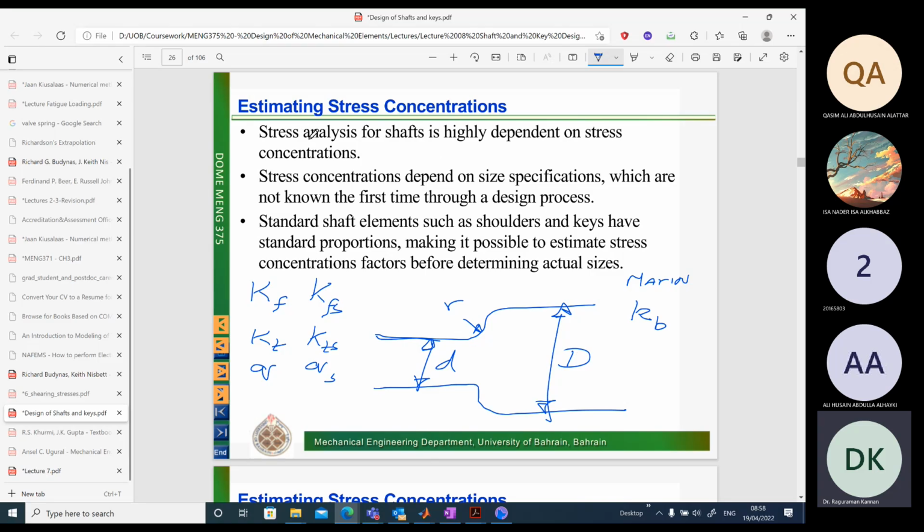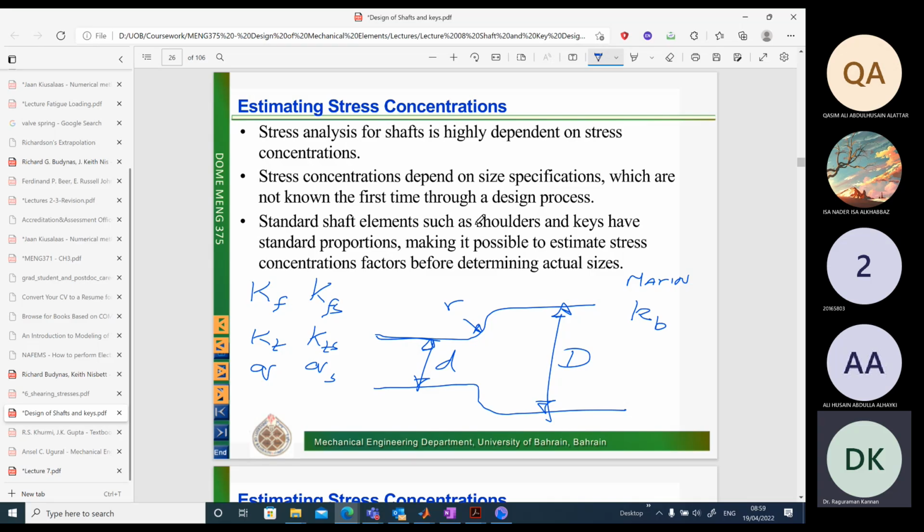So let's see here. Stress analysis for shafts is highly dependent upon stress concentrations, which means our design must take into account any fillet radius change in geometry, and it must also take into account the stress concentration factors. Otherwise, our design equations will be wrong. But to start with, we have none. Stress concentration factors depend upon size specifications, which are not known the first time through a design process. Okay, so what do we do?